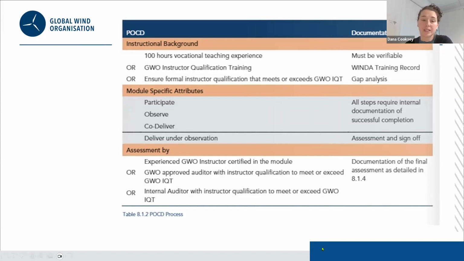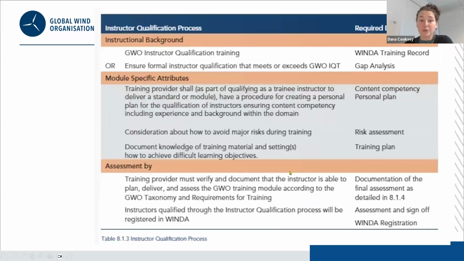So Thomas, if you'll go to the next slide, we have a similar visual. It has the same structure. So this is the instructor qualification process. Some things to point out. You cannot use 100 hours of vocational training to use this process. You actually have to have an instructor training. So that could be through the IQT or something that meets or exceeds the IQT. So again, it's not mandatory for this process either.